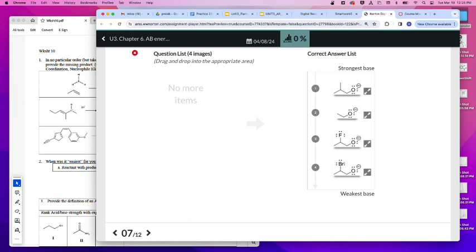I don't know, I just watched the PowerPoint this morning. So let's pick some. Let's look at two negatively charged things, H minus versus O minus. Don't worry about octets. They're just negatively charged. Which one do you think would be more reactive?